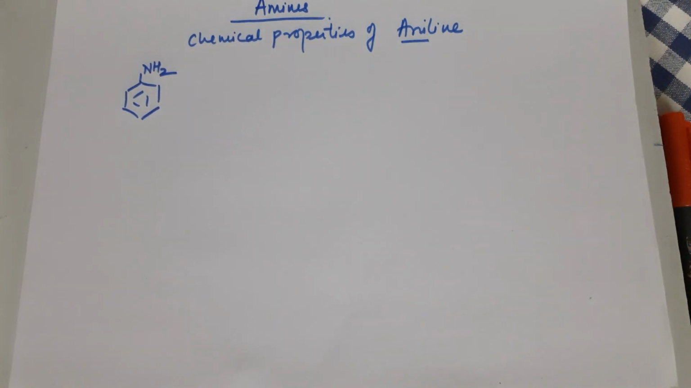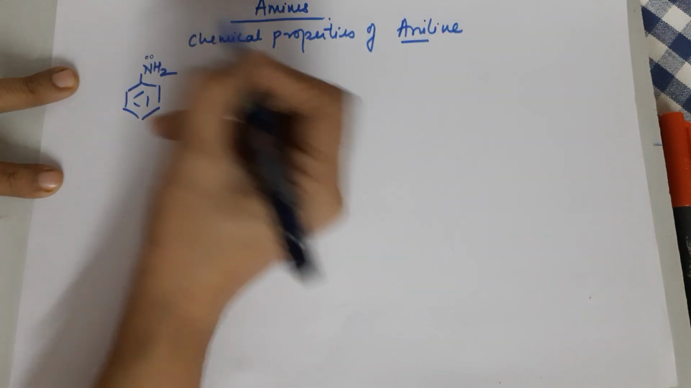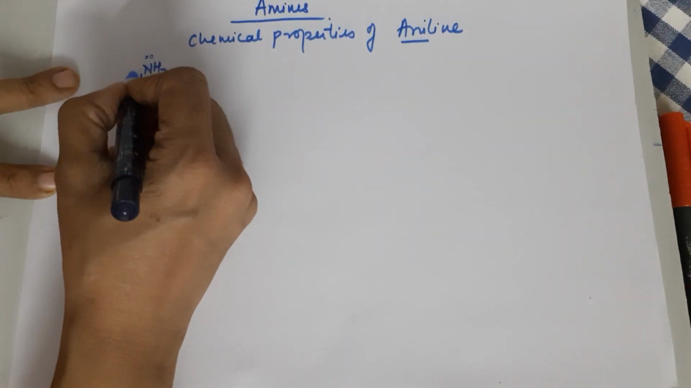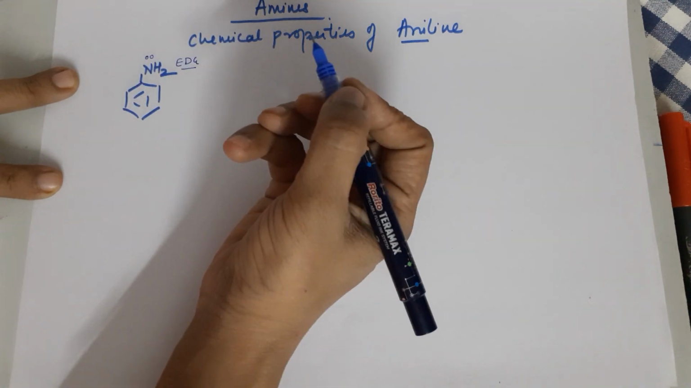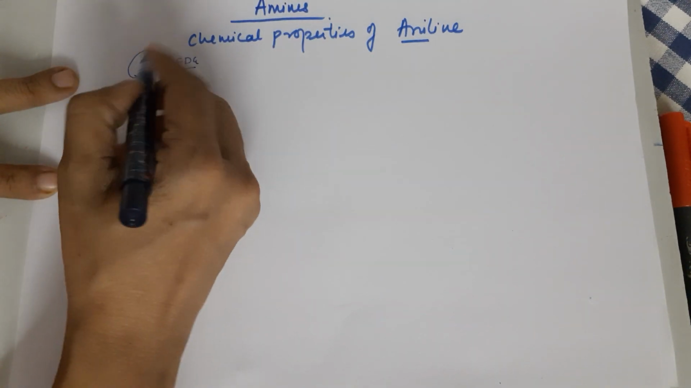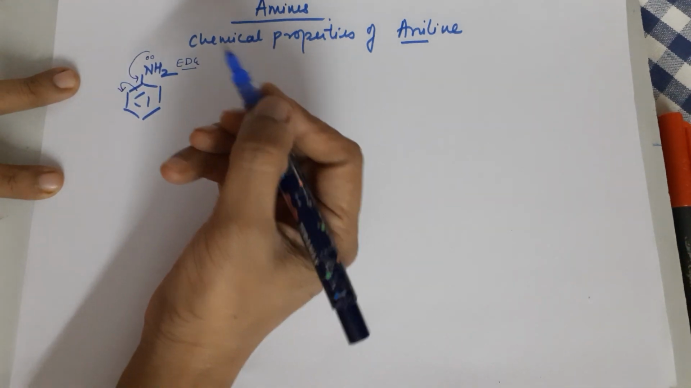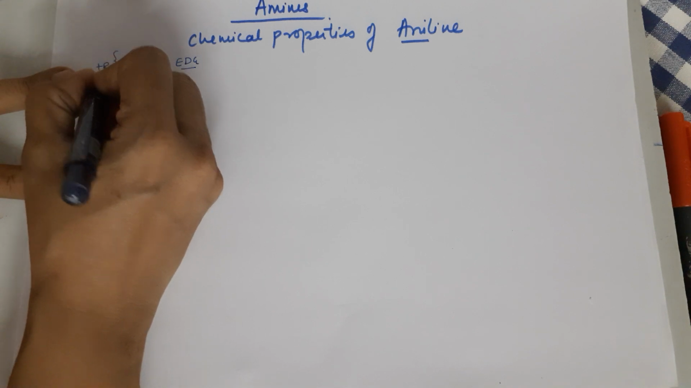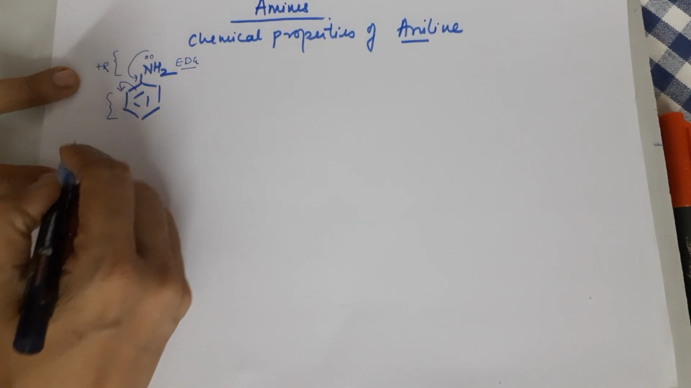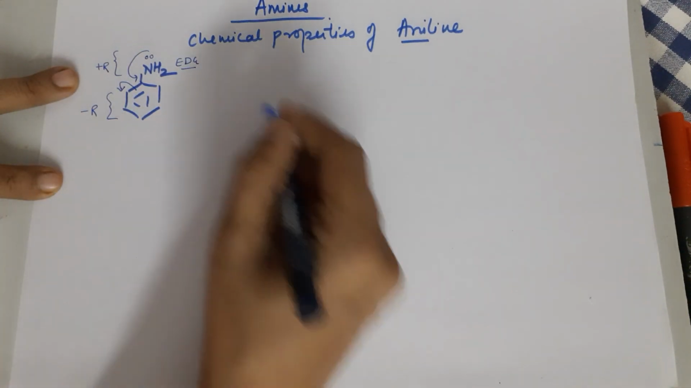And before I go to the chemical properties, you should also know that in the resonating structures of aniline, the lone pair presence on nitrogen makes it an electron donating group. Hence, the resonating structures are like this, where NH2 is donating the electron, shows a plus R effect, while the benzene ring shows a minus R effect.